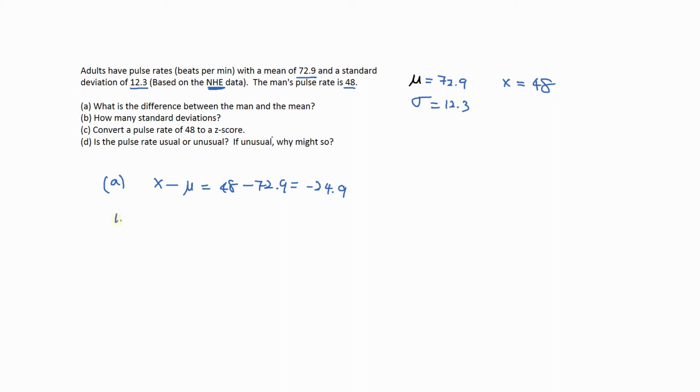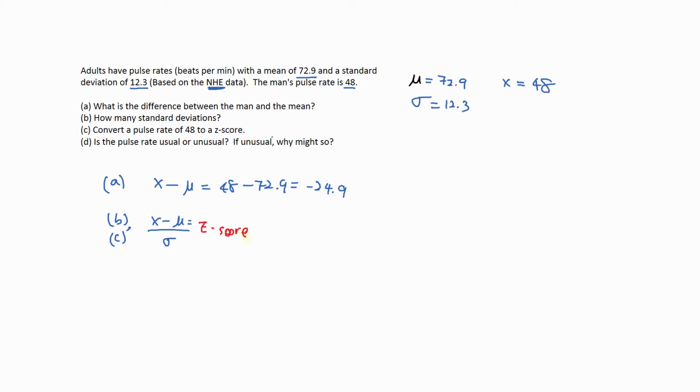24.9, and then part B, how many standard deviations is this difference? We just have to divide it by the given standard deviation. And guess what? That answers part C too. So I'm going to write B and C together. So this is ultimately the z-score.